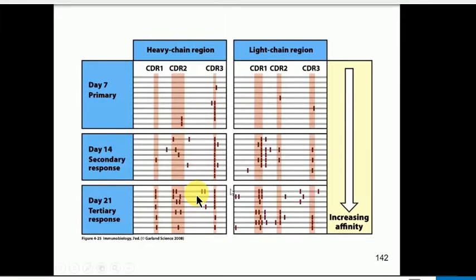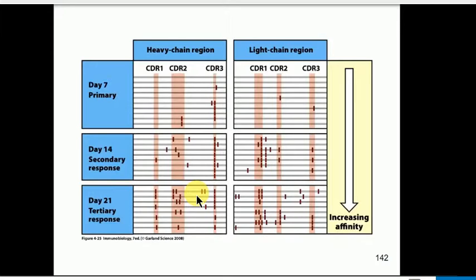So here's a diagrammatic result from a rather beautiful experiment which shows measurement of the amount of mutation that's taken place in genes encoding variable regions from the heavy chain and the light chain in a differentiating lineage of B cells. And we've gone from the first stimulation to secondary response, tertiary response. This simply means that as we go through this process, the cells are producing antibodies which are better and better at recognising the antigen.